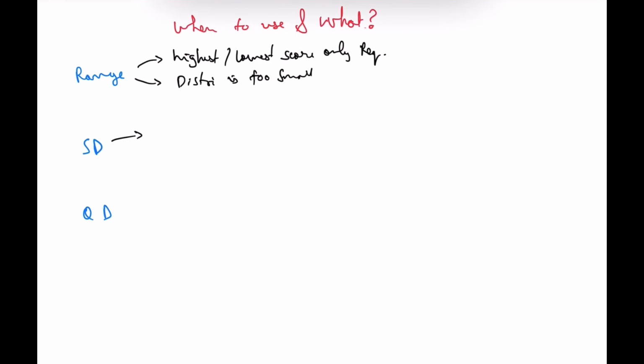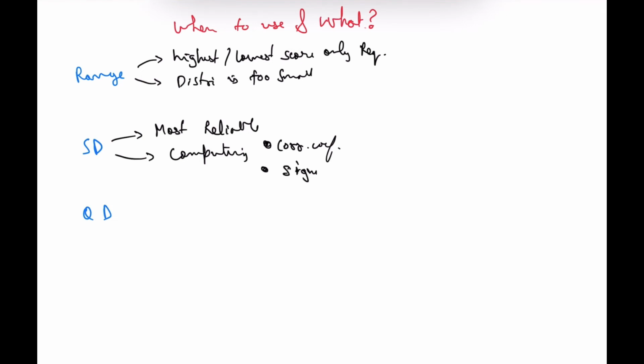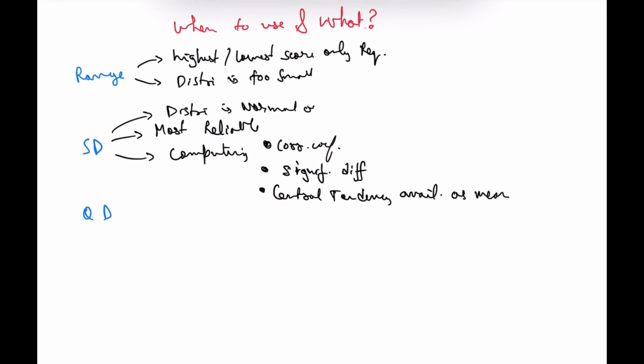when we have to use something which is high in reliability. So this is most reliable, and we have to use this when we are computing the correlation coefficient or the significant difference, or when central tendency is available as mean, and also when the distribution is normal or near normal.